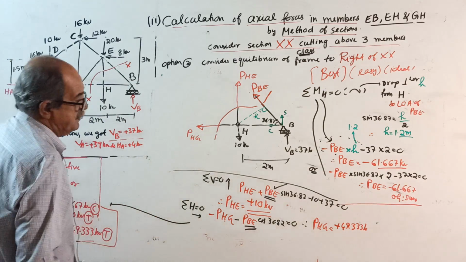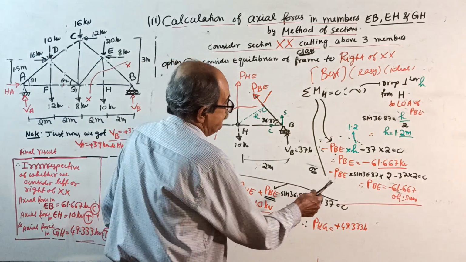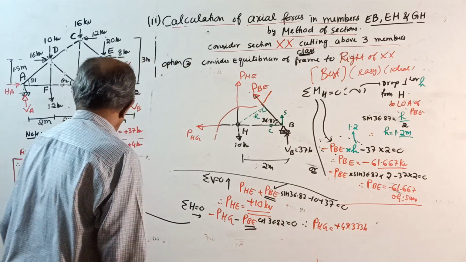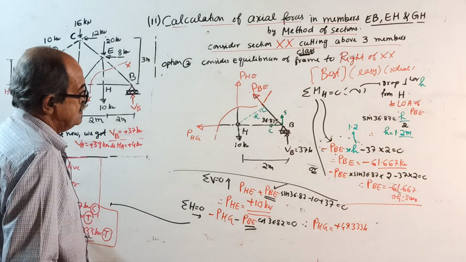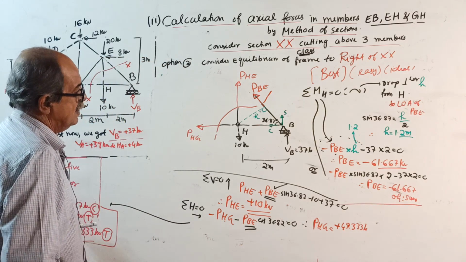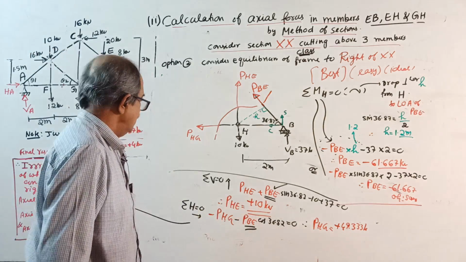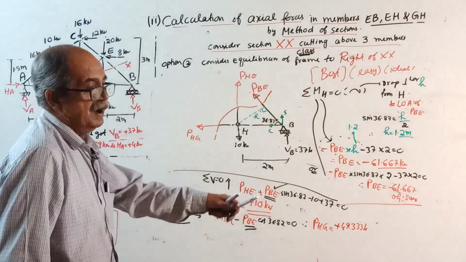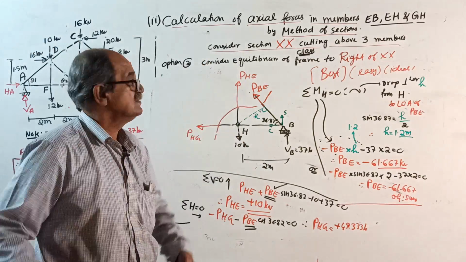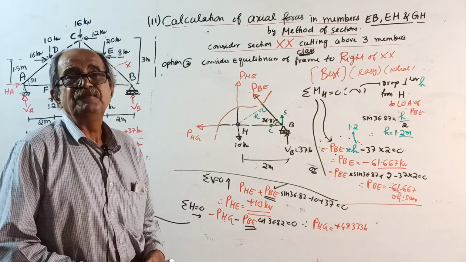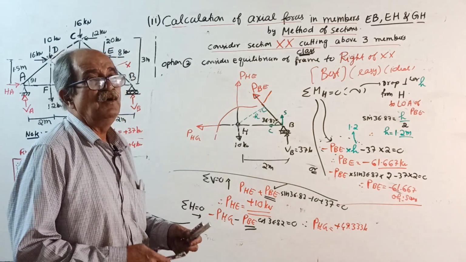Therefore, axial force in EB or BE is 61.667 compression, EH or HE, whatever you call, 10 kN tension, HG 49.333. Yes. Okay, over. See, on the right side, how easily you got it.